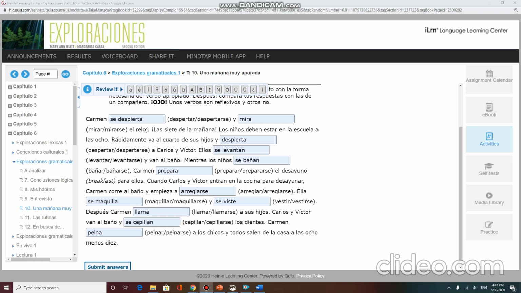Bueno, en este caso, Carmen se despierta. She wakes herself up. That's a reflexive construction. She looks at her watch. The watch is the object. Carmen's performing the action. This isn't reflexive.